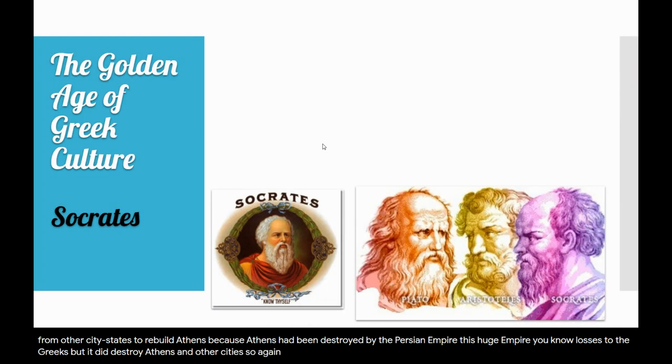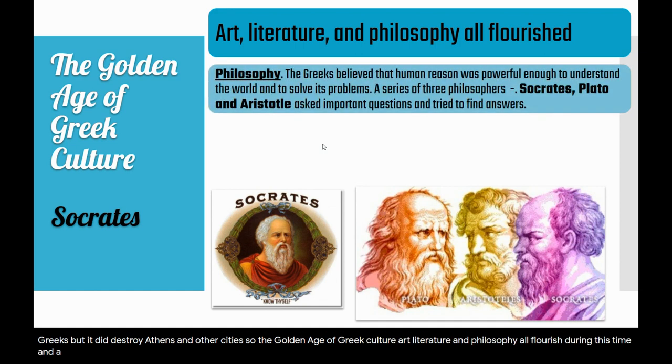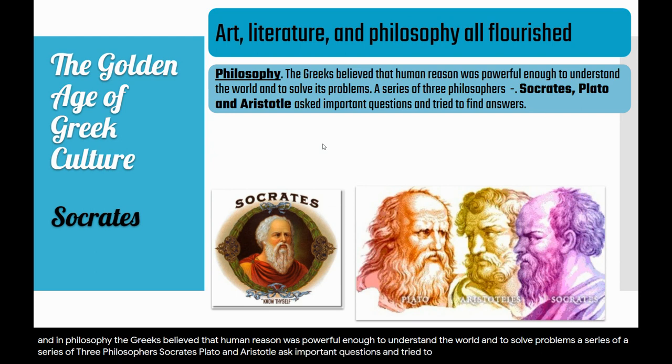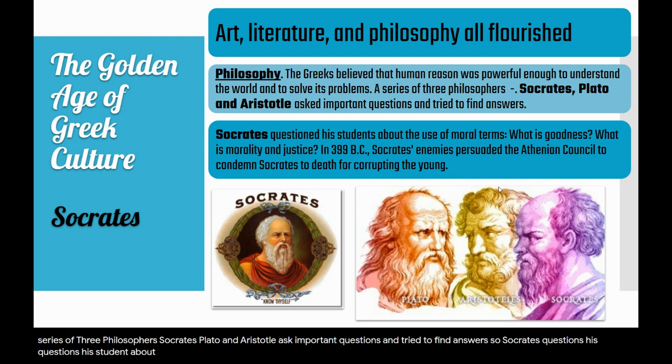So the golden age of Greek culture. Art, literature, and philosophy all flourished during this time. In philosophy, the Greeks believed that human reason was powerful enough to understand the world and to solve problems. A series of 3 philosophers, Socrates, Plato, and Aristotle, asked important questions and tried to find answers. Socrates questioned his students about moral terms. He would ask them, what is goodness? What is morality? What is justice?